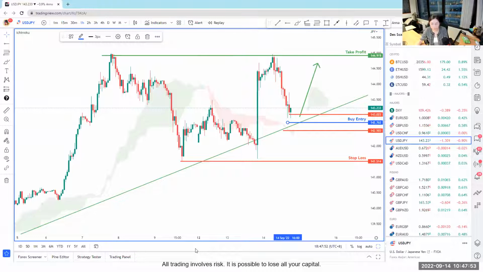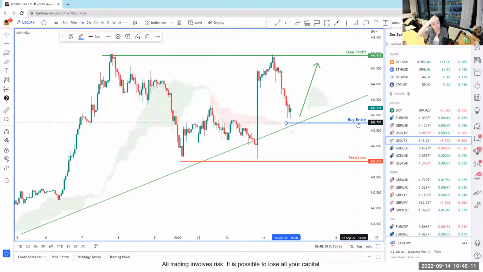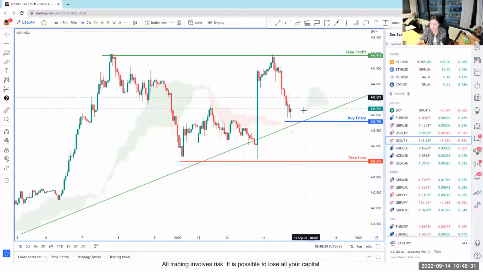So always remember that your break-even point is always around your buy entry or sell entry, correct? Because that is where there is no loss or making of any money. So break even means zero. So if my buy entry is here, for example, and then price actually came up here.